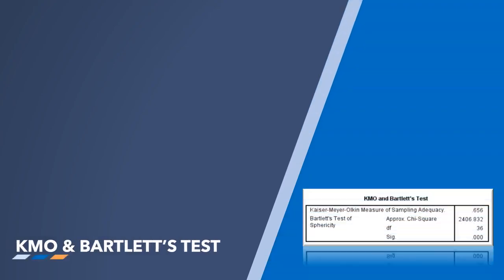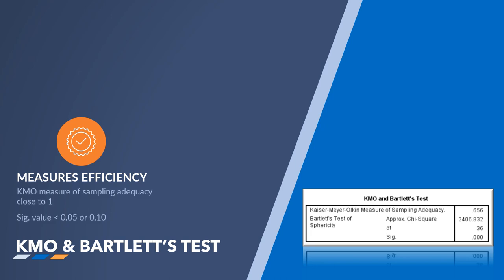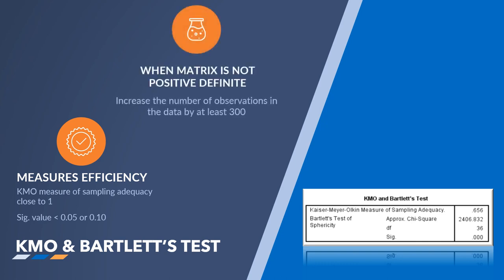The next table that was revealed is the KMO and Bartlett's test, which signifies the efficiency of your data. If the efficiency parameters in this table are not met, it could mean that the factor analysis test was not successfully applied. The qualifying criteria for the KMO and Bartlett's test are: the KMO measure of sampling adequacy should be more than 0.5, and the significance value should be less than 0.05 or 0.10. If either of these criteria is not met, then you need to go back to your dataset, process it a little bit, and then rerun the test.